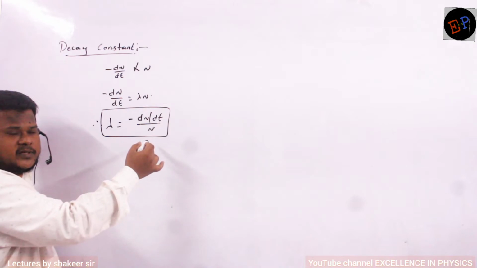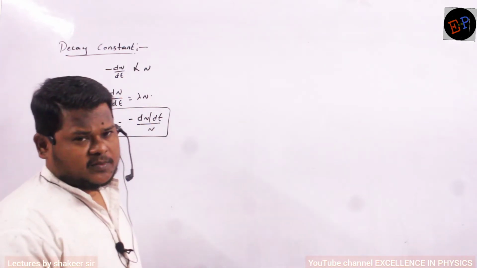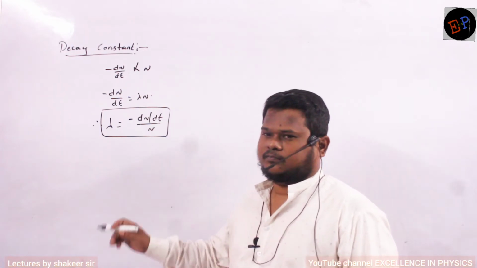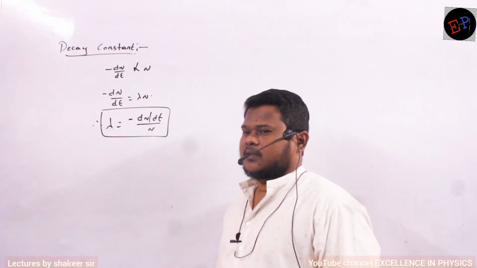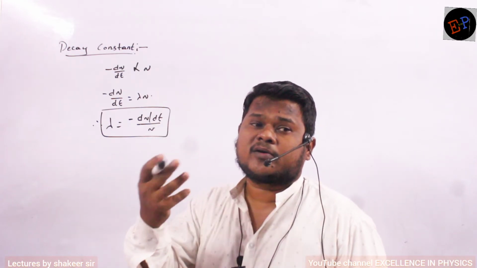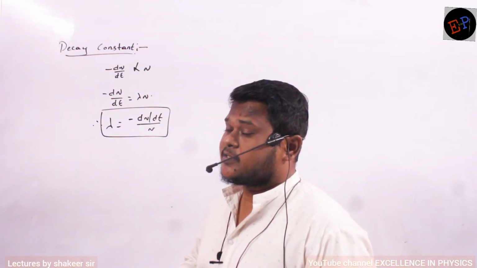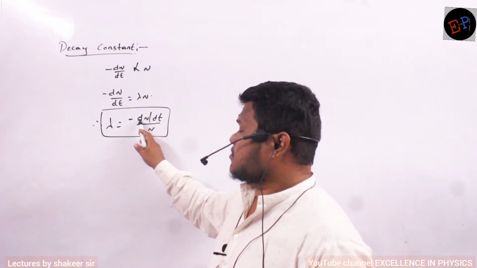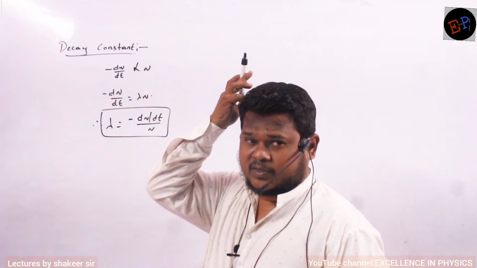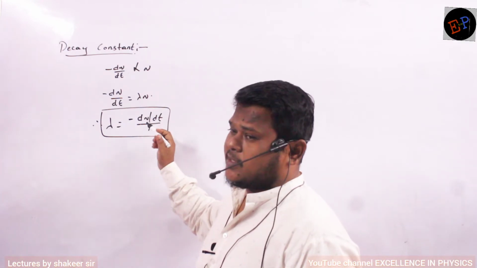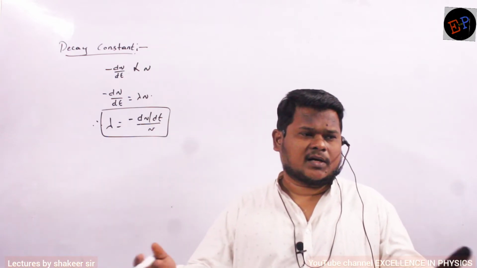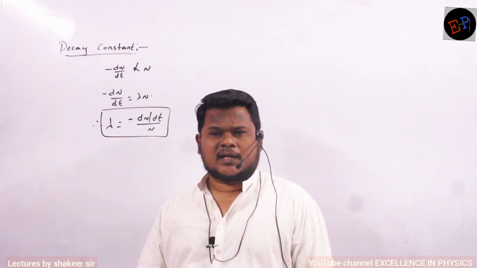Now, how can you give a statement for lambda by looking at this equation? What is meant by decay constant? Come on. dn by dt is nothing but the number of disintegrations, or rate of disintegration. Rate of disintegration means how many atoms are disintegrating per second. dt means per second. How many atoms are disintegrating per second divided by the original number of atoms left undecayed. That is called the lambda value.